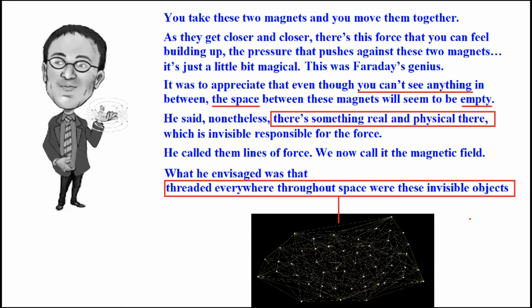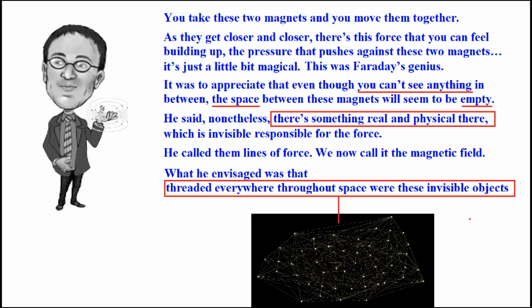Okay, so a field is something in there, not the field itself, but something inside the field is physical and real, which is invisible, responsible for the force. He called them lines of force. In other words, a field is made of lines of force. It's not the field which is the object, it's the line of force which he's saying is the object. We now call it the magnetic field, meaning all the lines of force form a magnetic field. What we need to identify is the line of force. What is this line of force? Not the field. A field is a bunch of lines of force.